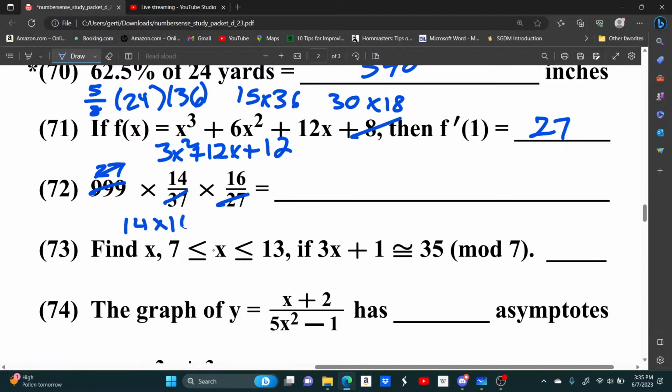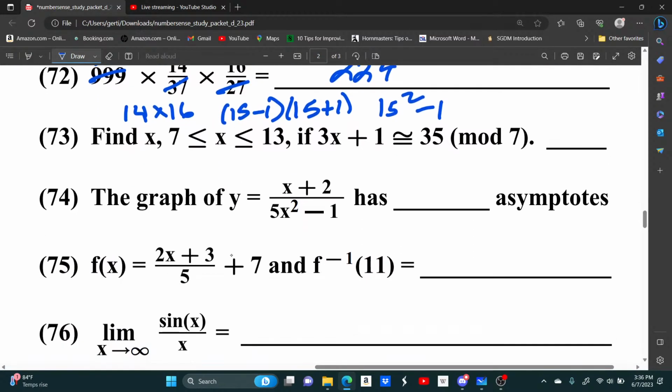And I'm left with just 14 times 16, which is the same thing as 15 squared minus 1. Difference of squares. Maybe you've seen this. Instead of 14 times 16, I can write it like this: 15 minus 1 times 15 plus 1, which is the same thing as 15 squared minus 1, which is 224.